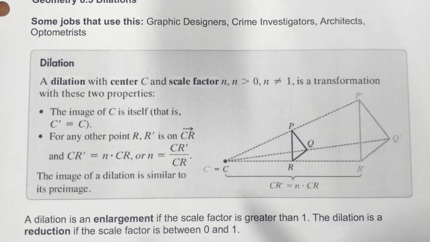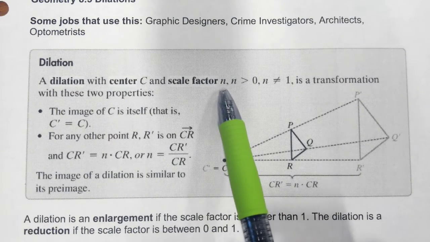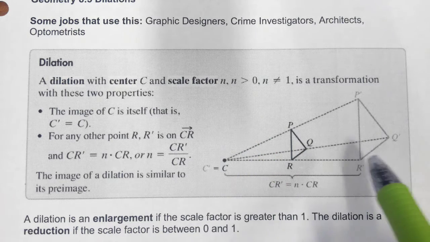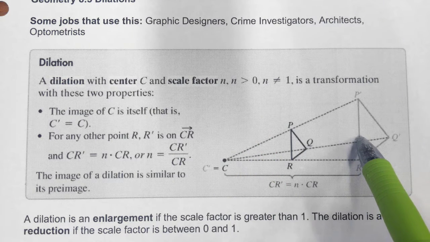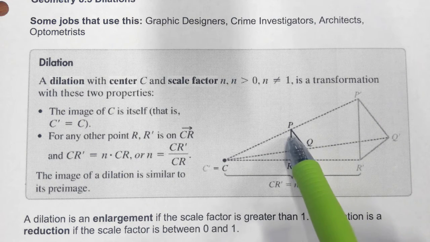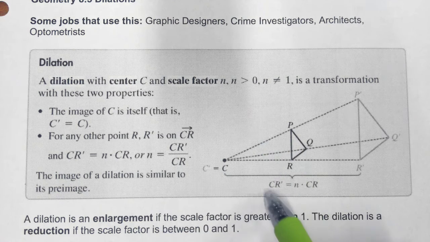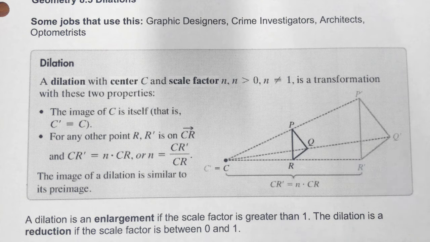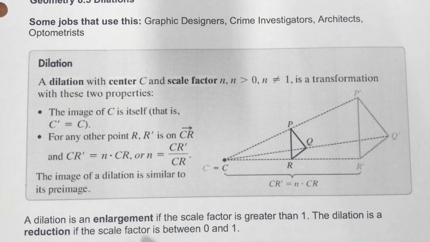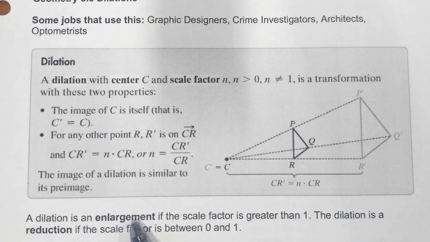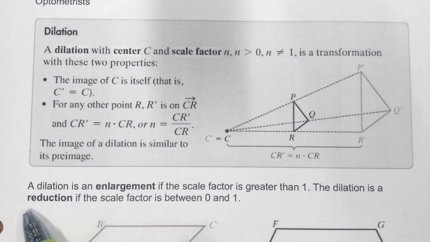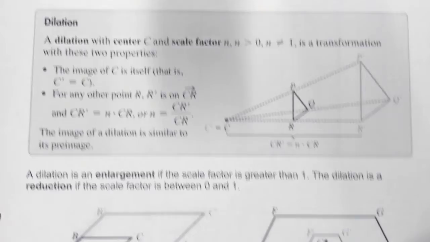They're going to give you some kind of scale factor. If the scale factor is bigger than 1, the image is going to be bigger than the original. If the scale factor is in between 0 and 1, it's going to be smaller. If it's exactly 1, it's going to be the same size. It's not really a dilation, it's just a copy of itself. So they call it an enlargement if the scale factor is bigger than 1, and a reduction if the scale factor is between 0 and 1.